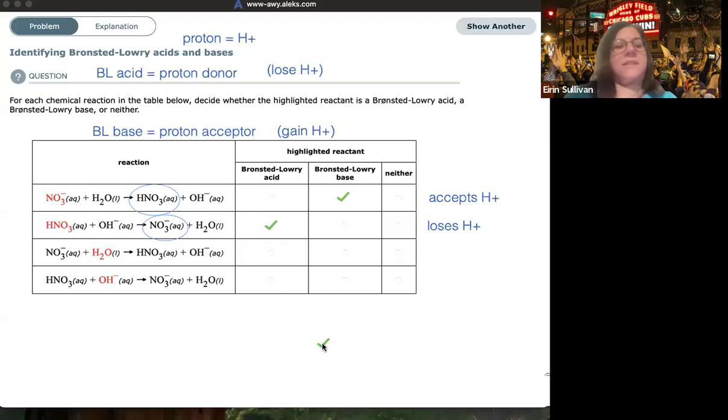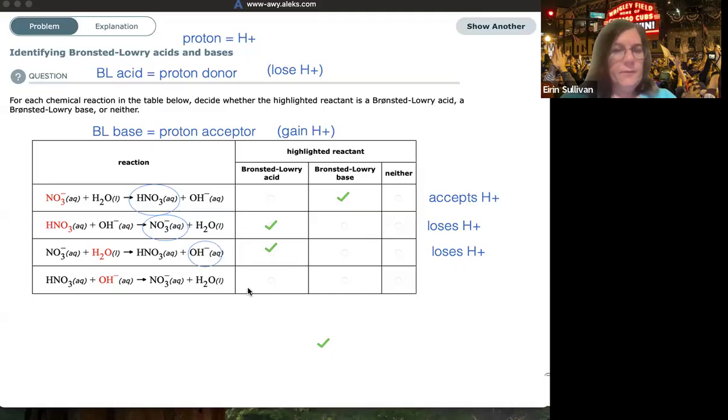All right, so let's look at the second group then. So water is our highlighted substance. And we can see on the right-hand side, we have the hydroxide anion. What's the relationship between water and the hydroxide anion? Well, I see one less hydrogen and a -1 charge, so that must have lost an H plus. We can see that the relationship between water and hydroxide is just the difference of an H plus. So water must be a Bronsted-Lowry acid in this equation.